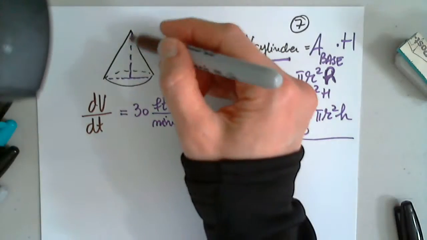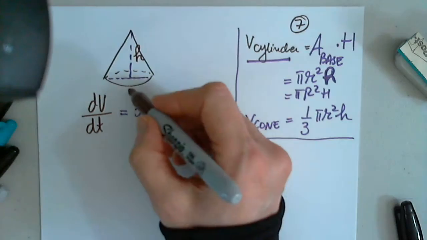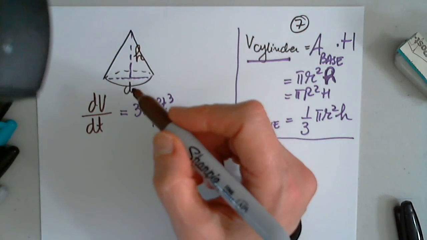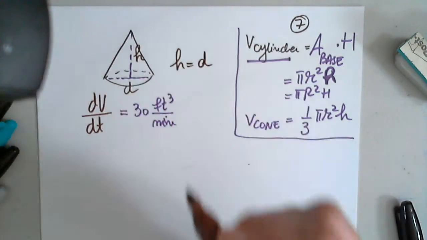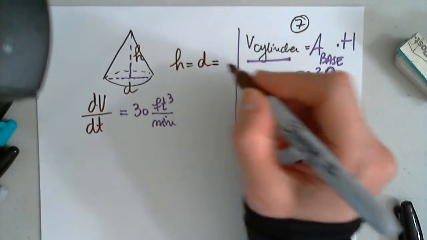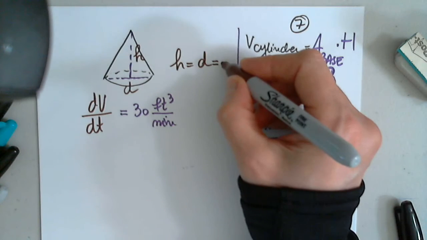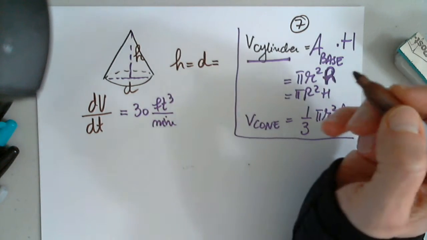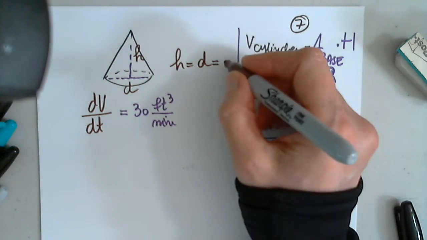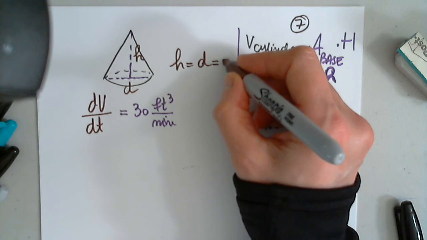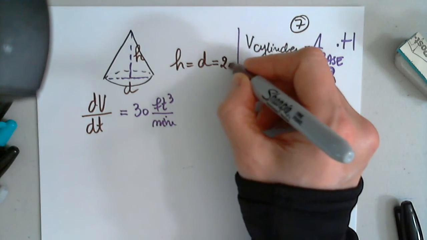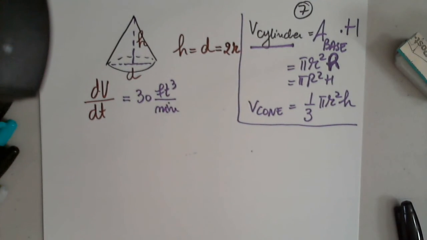So the cone, the height of the cone and the diameter of the cone are always equal. So the height and the diameter are always equal. And the diameter we know is the same with what? Anyone? Diameter is the same as twice the radius. Very good. Perfect. Thank you, Mark.